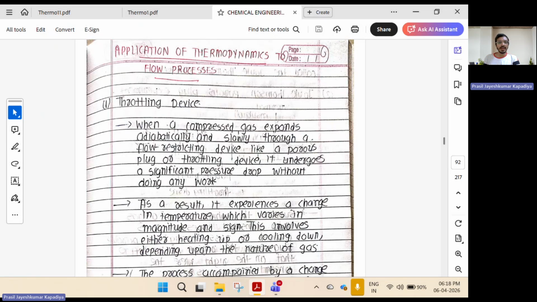So what is it saying? When a compressed gas expands adiabatically, meaning there is no heat loss to the surrounding, or dQ is equal to 0, expands adiabatically and slowly through a flow restricting device like porous plug or throttling device, what is going to happen? It is going to undergo a significant pressure drop without doing any work.